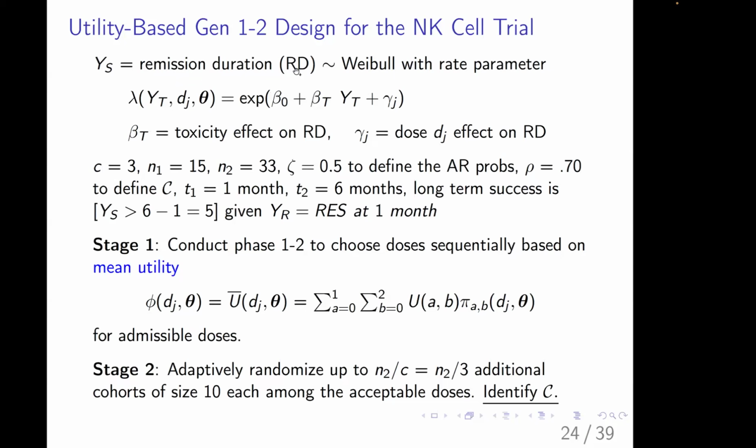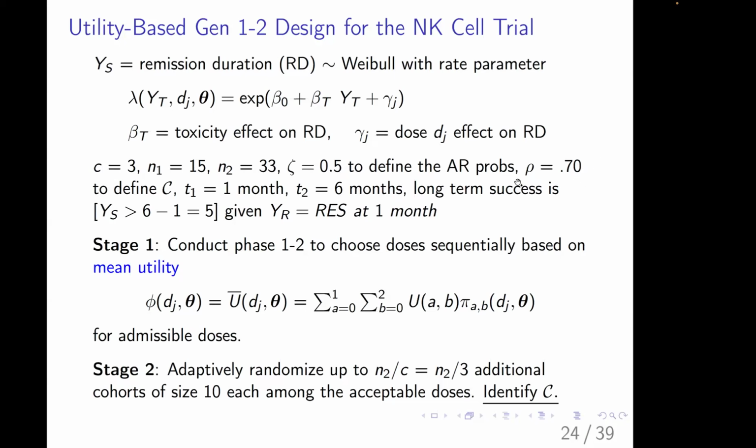Anyway, let's assume that remission duration follows a Weibull, and the rate parameter is a function of toxicity. So you've got a bump beta sub t for toxicity, and then the gamma j is the bump for them getting dose j. So beta t, toxicity effect on remission duration, gamma j, dose dj effect on remission duration. So then here are a bunch of parameters. And so we noodled around with these. And so if you have cohort of size 3, N1 is 15, N2 is 33. It's just a particular case. And that adaptive randomization parameter is 0.5.